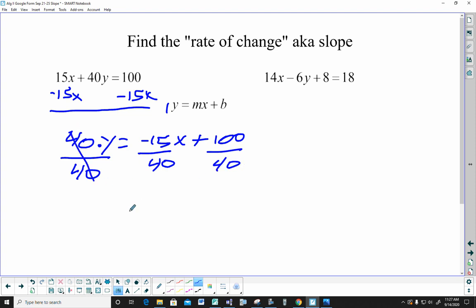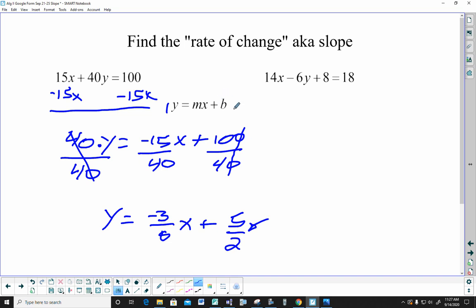So this cancels out. Y is equal to, now there's a 5 that's going to reduce here. 5 goes into negative 15 negative 3 times, into 40 8 times, x plus, and this you're not really interested in. I can reduce it. The 0 cancels out. A 2 is going to reduce, so I have 5 halves. But this isn't what you're looking for.